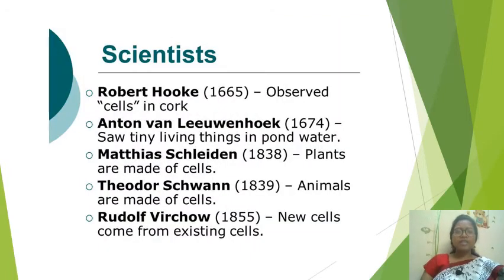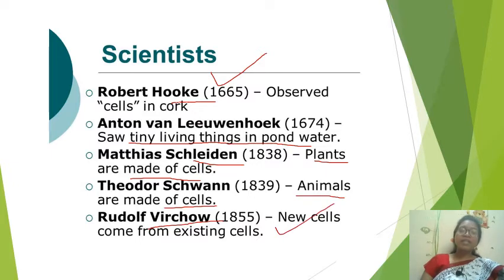Now, there were different scientists who were actually making discoveries with cells. So, Robert Hooke observed the cell. Anton van Leeuwenhoek actually saw tiny living things in pond water, and we say he discovered the microscope. And then Schleiden also observed plants are made up of cells, he said. And then Theodor Schwann said animals are made up of cells. And Rudolf Virchow said new cells come from previously existing cells.